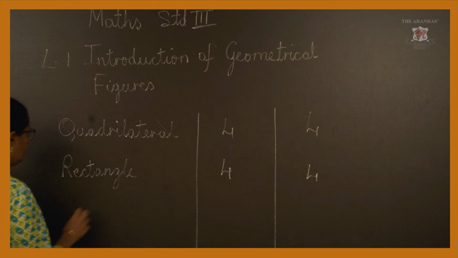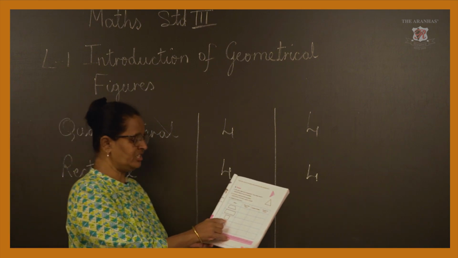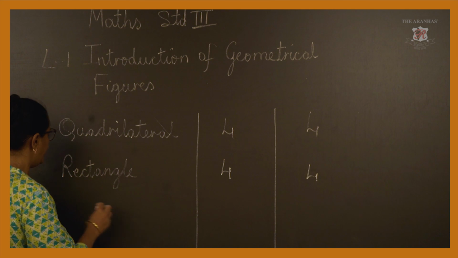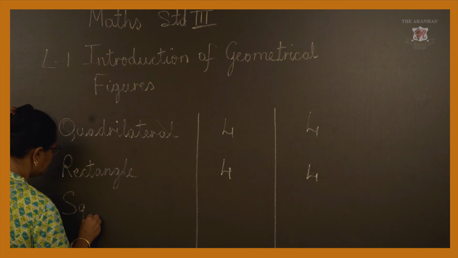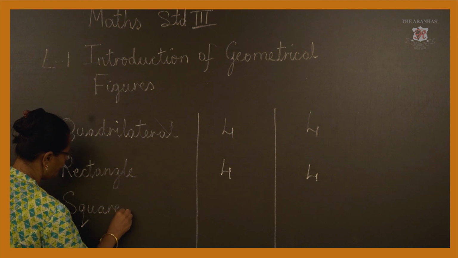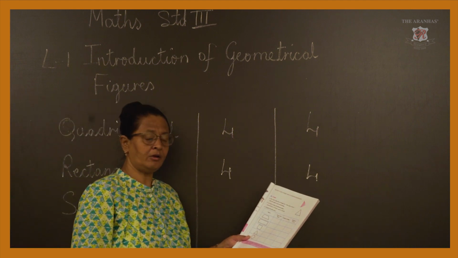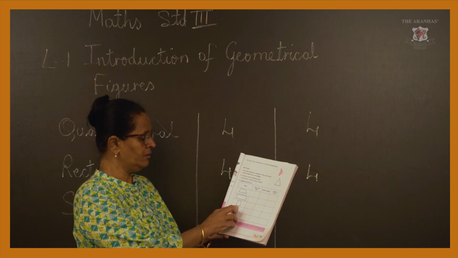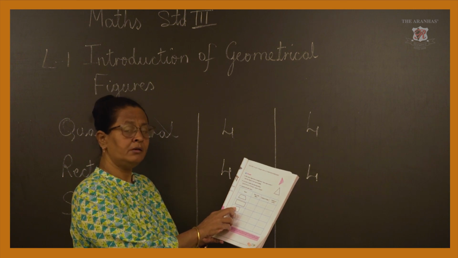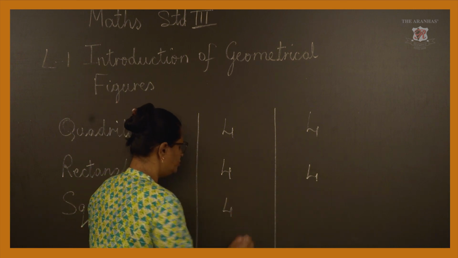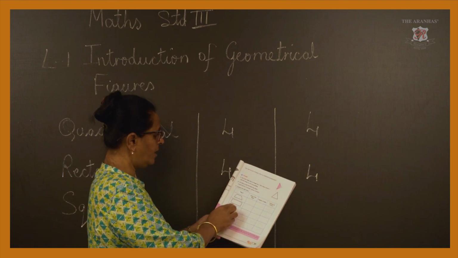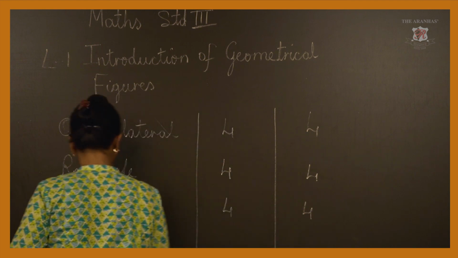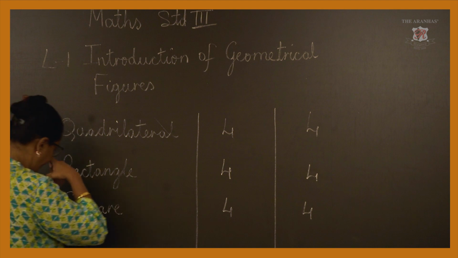Next, what is the figure? See, I just explained this figure to you. What is this? It is a square. Now, tell me how many edges are there for that square. Let us count 1, 2, 3 and 4. 4 edges, corners, 1, 2, 3, 4. 4 corners, right.